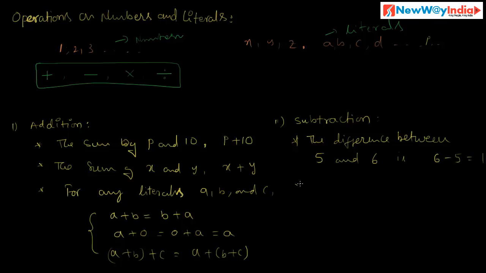And in the same way, 7 less than x is denoted like this: x minus 7. x is a literal and 7 is a constant. It is x minus 7. And x less than y is denoted as y minus x, the difference between two literals. These are the different operations on literals and numerals, that is subtraction on numerals and literals.